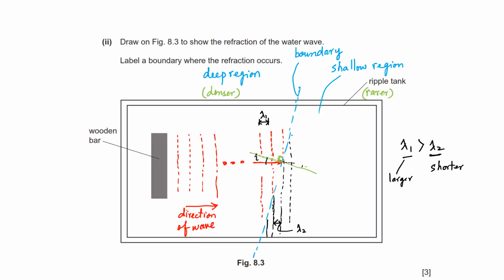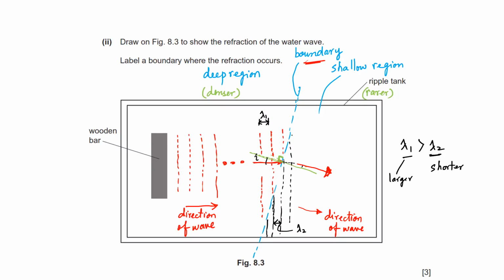Now moving ahead, the boundary label. Remember, this is the boundary where the refraction occurs. And the direction of the refracted water waves will be something like this, in this direction. So the wave is coming in this direction and the wave is going something like this. And this is because of this glass boundary that is over here.